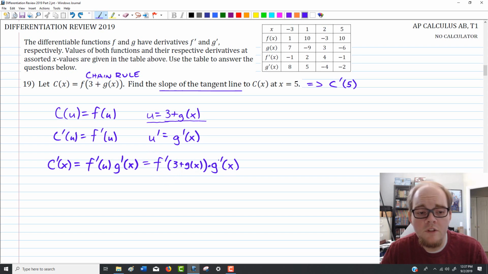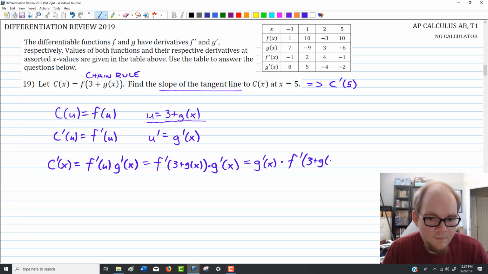So some people might even move the g prime out in front. It's kind of your case. I'll do that just for clarity's sake. This is g prime of x times f prime of 3 plus g of x. Okay, with those pieces in place, we now need to figure out what c prime of 5 is equal to.